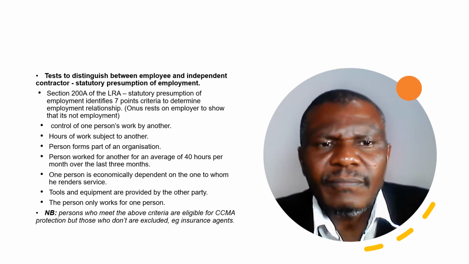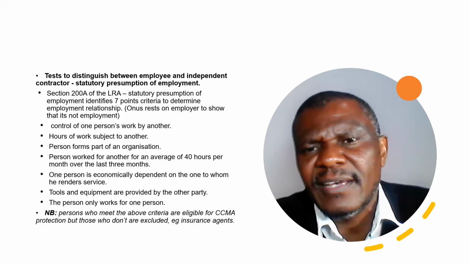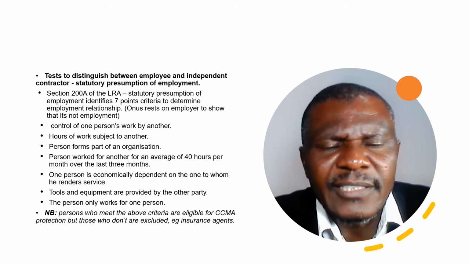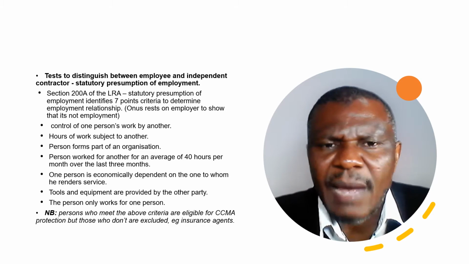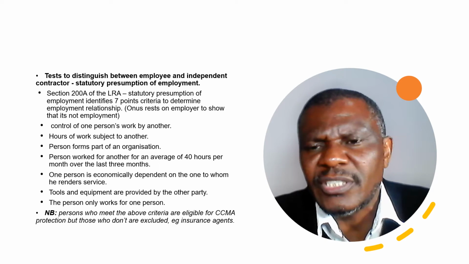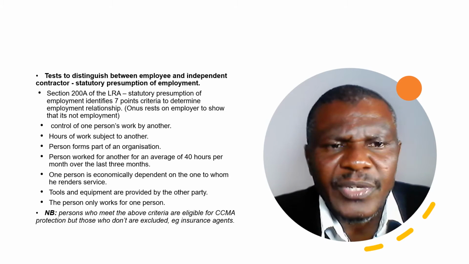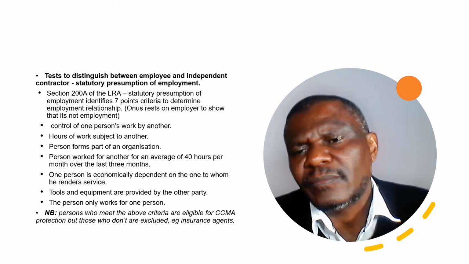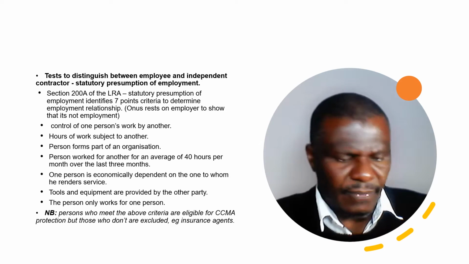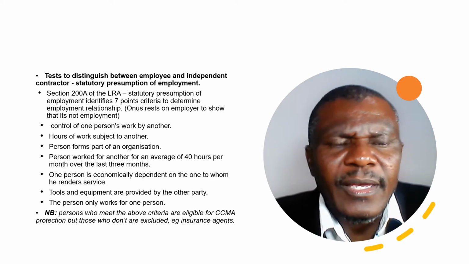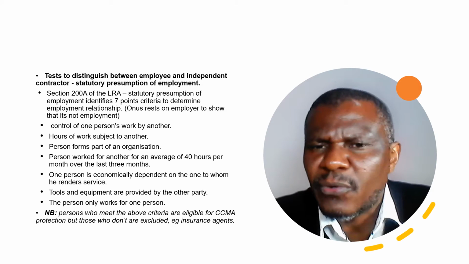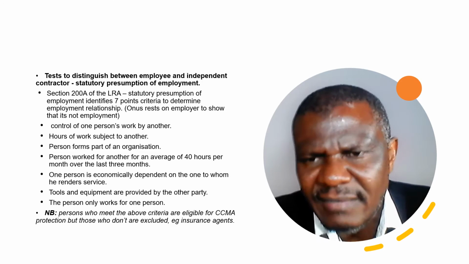Or if one person is economically dependent on the other, to whom he renders service, then the one who renders service is an employee. And if the tools and the equipment for doing the work are provided by the dominant party, the one who pays remuneration, then the one who's being paid is actually an employee. If the presumed employee works only for one person, who's the presumed employer, then we have an employment relationship there. Take note of the fact that persons who meet the above criteria are eligible for CCMA protection, but those who do not meet the criteria are excluded.